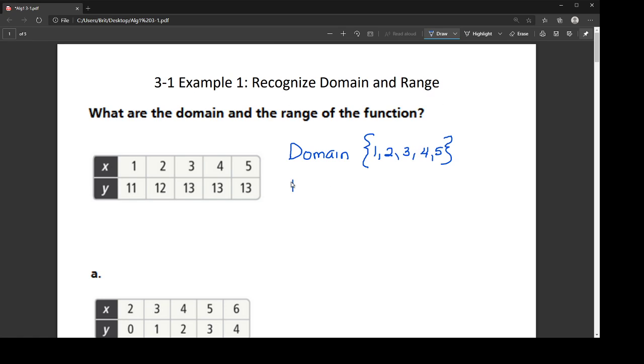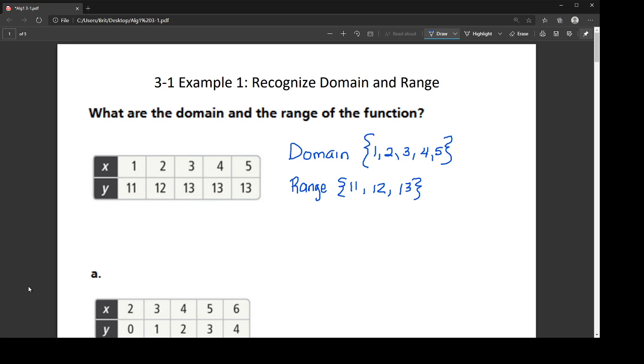Now, just like the domain is all the inputs, the range is all the outputs. So it's everything that can come out of the function. Well, here I have an 11, I have 12, and then I have 13 listed 3 times. So when I go to describe my range, I'm only going to put that 13 once. That number can happen multiple times here in the table, but it doesn't happen multiple times in the set notation.